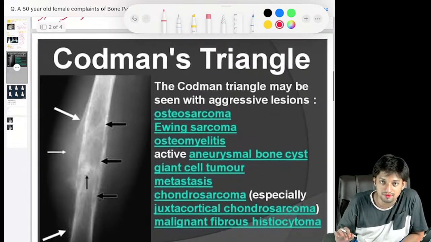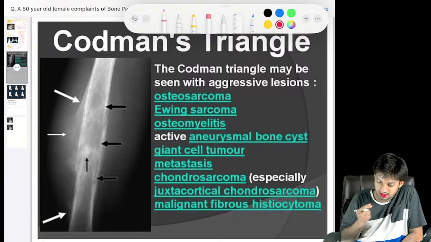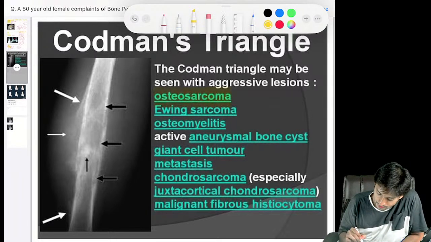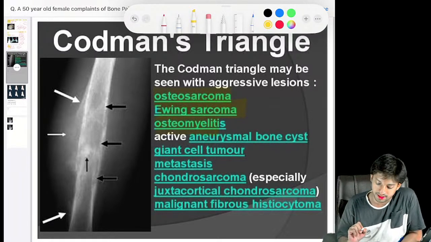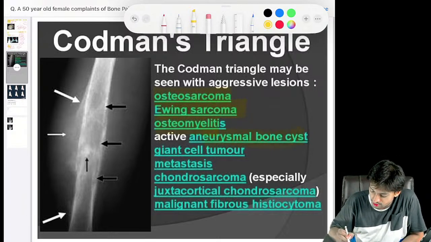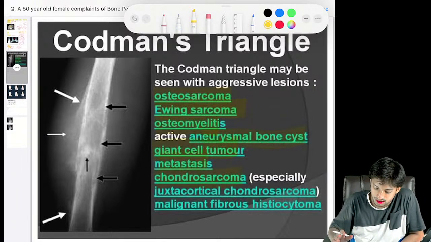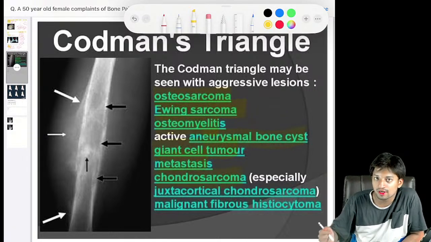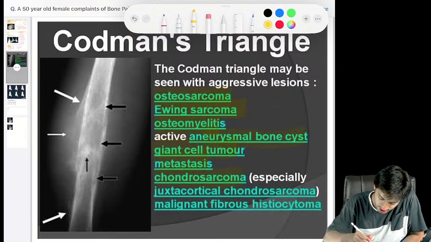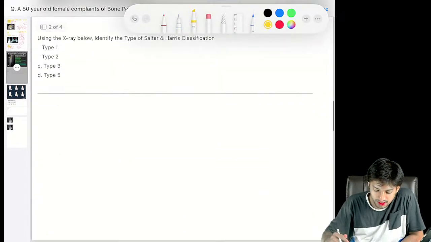Just look, we have just inserted an image here. The Codman's triangle, aggressive lesions जैसे कि osteosarcoma, Ewing sarcoma, osteomyelitis में भी दिख सकता है. Where all else you can see active aneurysmal bone cyst, giant cell tumor, metastasis, and chondrosarcoma. You can find Codman's triangle in these places. How will you identify Codman's triangle? Here you can see the elevation of the periosteum. ठीक है, triangle shape. Done. चलो, moving ahead to the next topic.